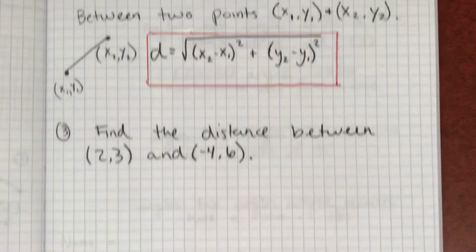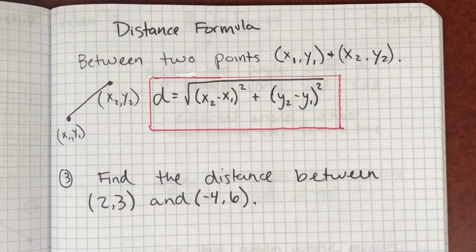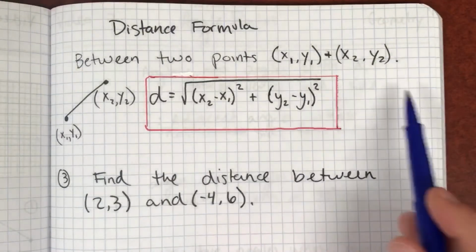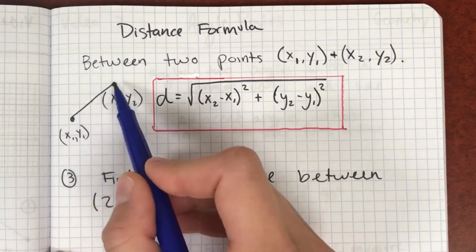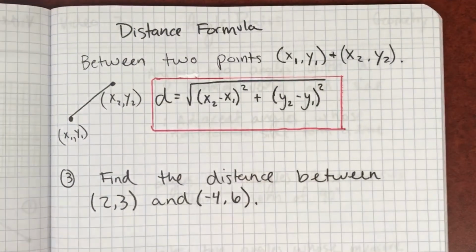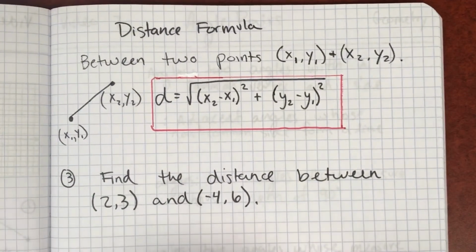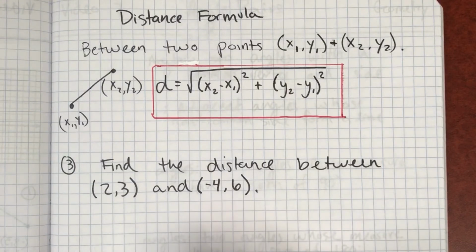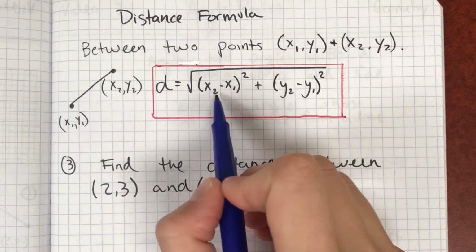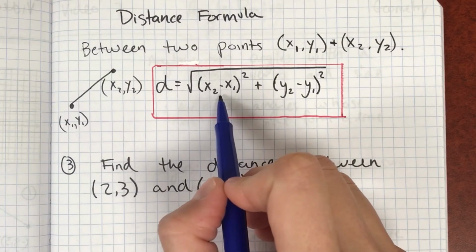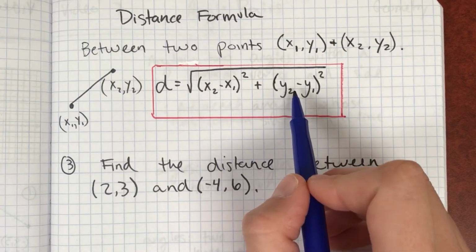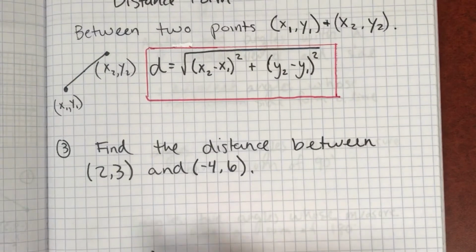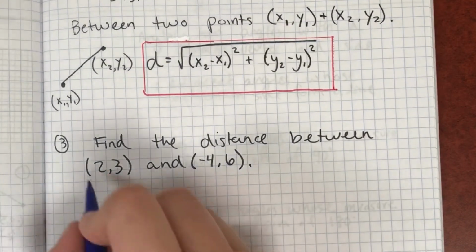All right, the next part is the distance formula. So here we're just finding the distance between 2 points. So we found the midpoint between 2. Now we're finding the entire distance. And here's our formula for this. We've got the square root of the x values subtracted squared plus the y values subtracted and then squared. Okay, so we're going to jump into an example.